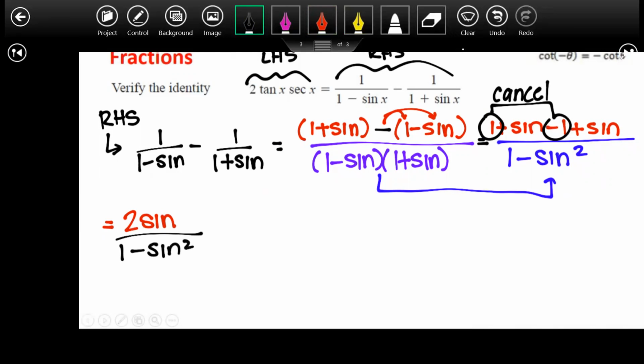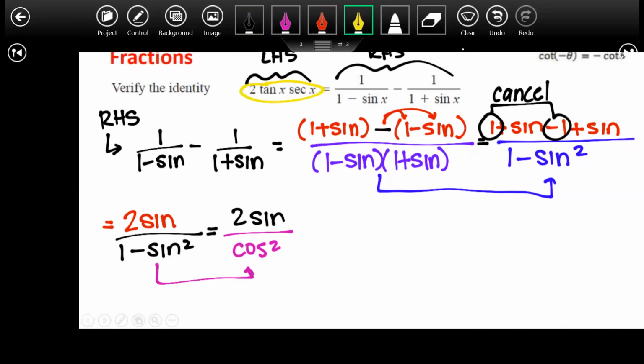Okay. So again, this is where we want to work. I'm going to keep on working with this. So I want to convert this into cosine squared. This is an identity. Now, this is where it gets tricky. This is where you have to start seeing what we are trying to get the right-hand side to equal.